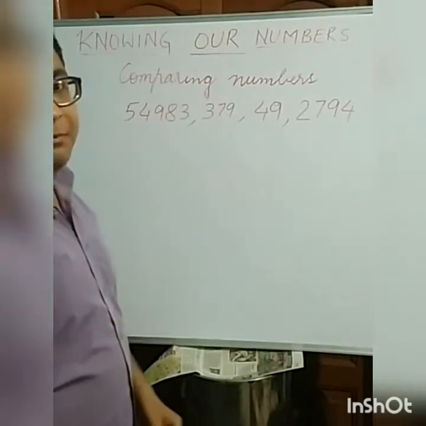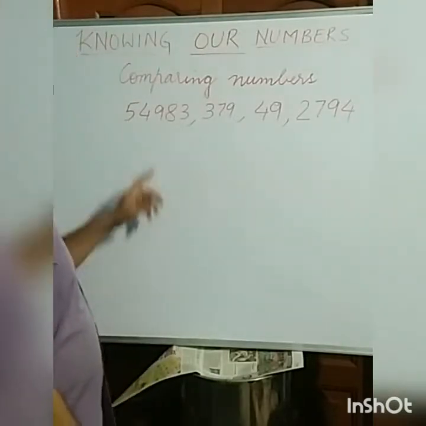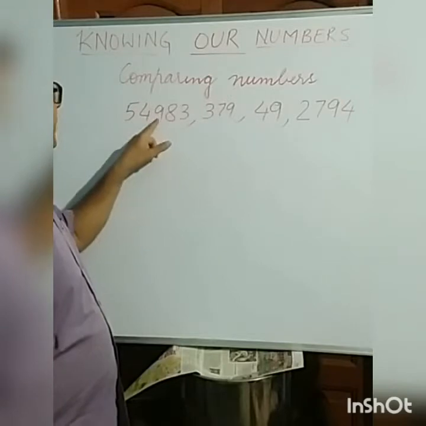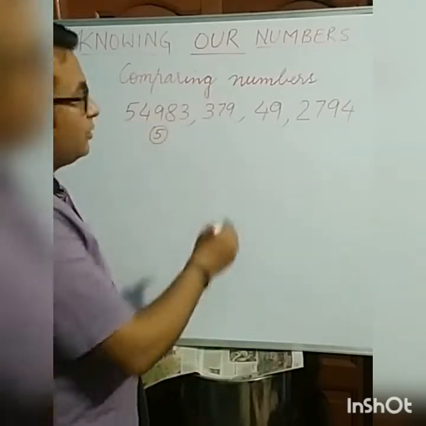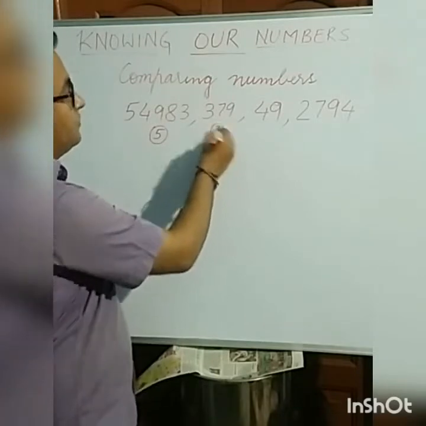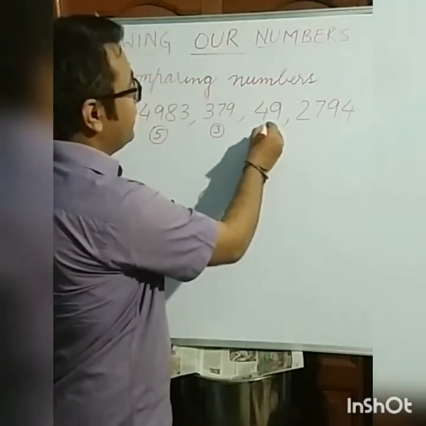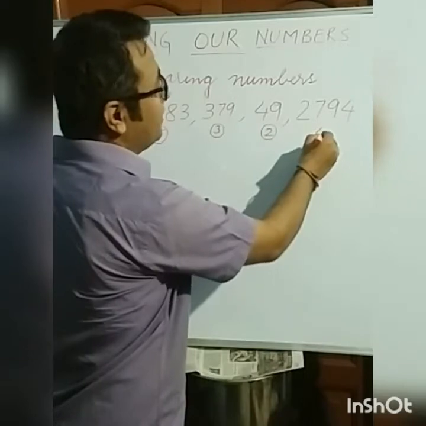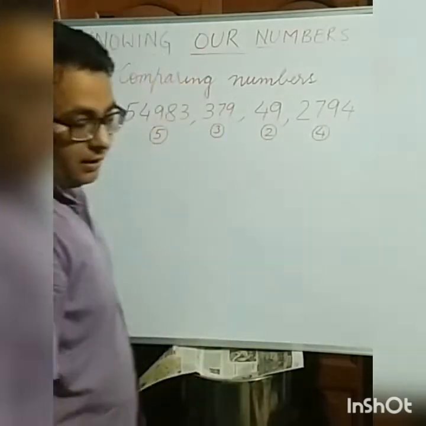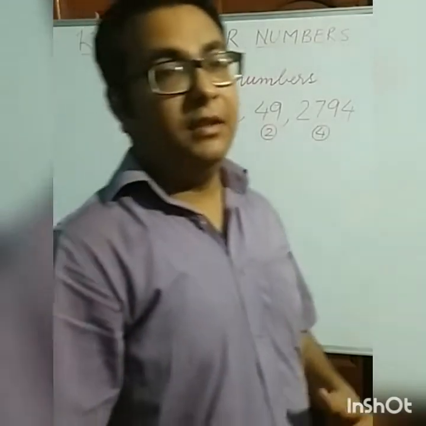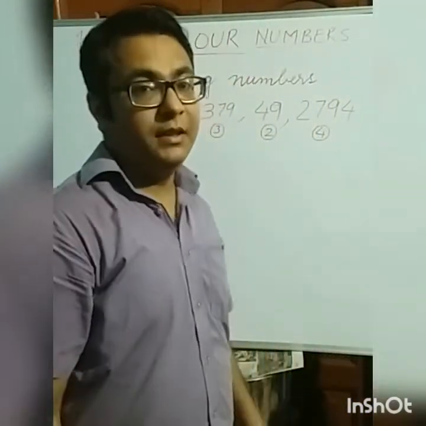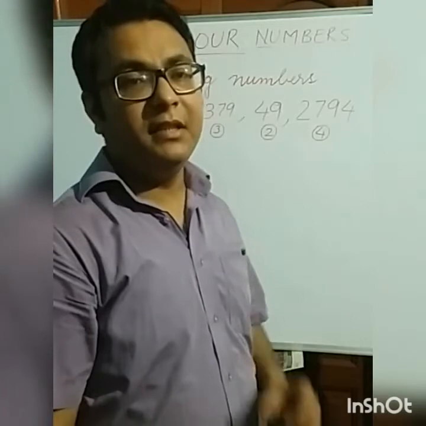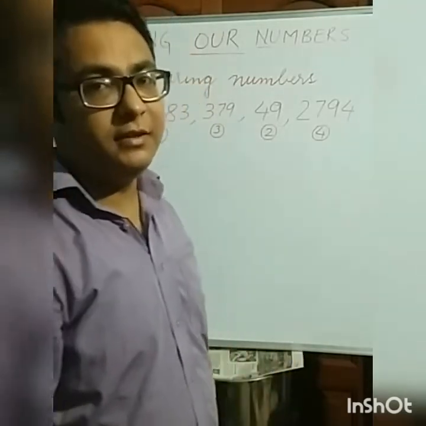First we will find the number of digits in each number. Here the number of digits are 1, 2, 3, 4, 5. The next number, the number of digits are 3. Then the number of digits here are 2. Then the last number has 4 digits. So the number which has the maximum number of digits will be the greatest number, and the number which has the least number of digits will be the smallest number.